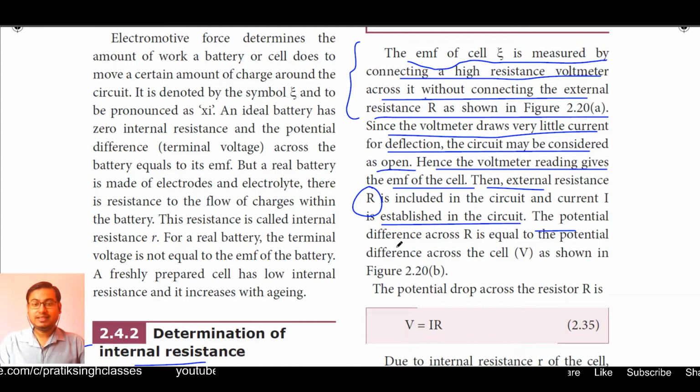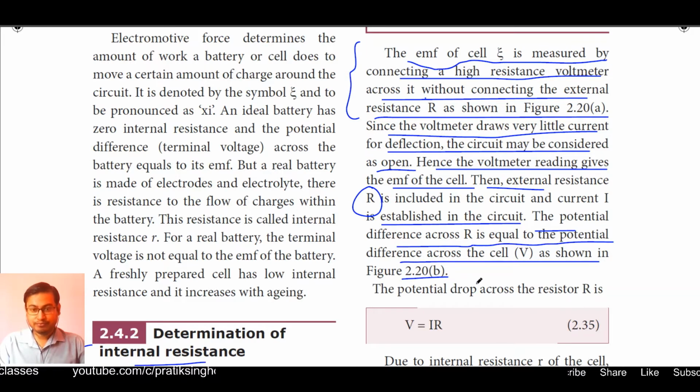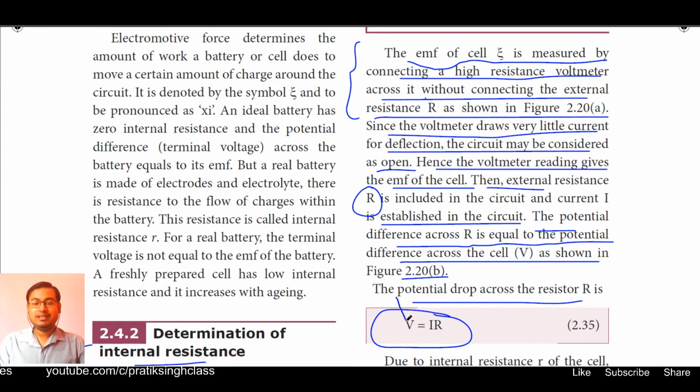The potential difference across the resistor R is equal to the potential difference across the cell, as shown in figure 2.20b. As we can see in the previous slide, the potential difference generated by the battery is equal to the potential difference across the resistor R. We know very well that the potential drop across the resistor R is given by V is equal to IR, where V is the voltage across the resistor, I is the current and R is the resistance value of the given resistor.